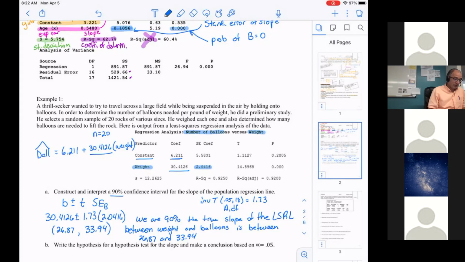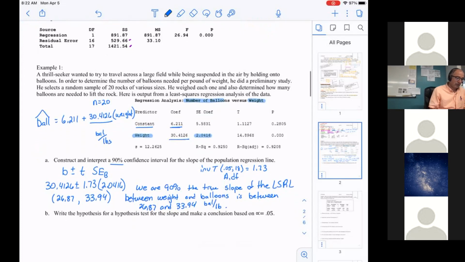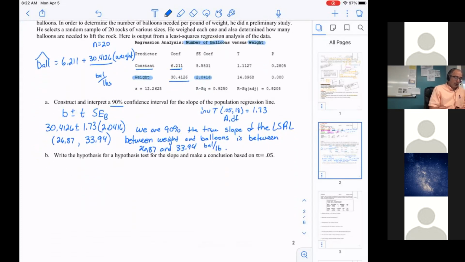What is the unit of my slope? My slope is going to be change in y over change in x. That's a slope, right? The change in y is going to be balloons, and then we divide by the change in x, which is going to be pounds. So it's balloons per pound. Strange unit. Okay, moving forward.